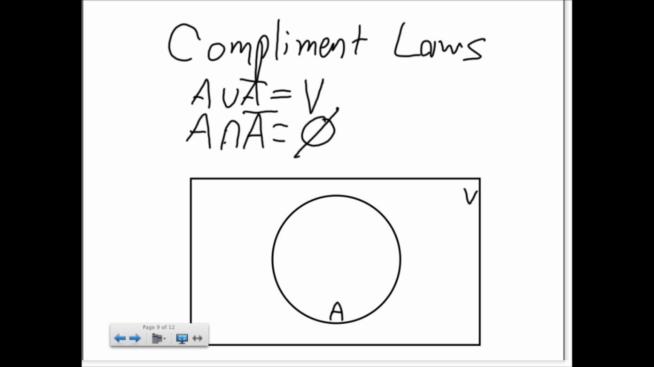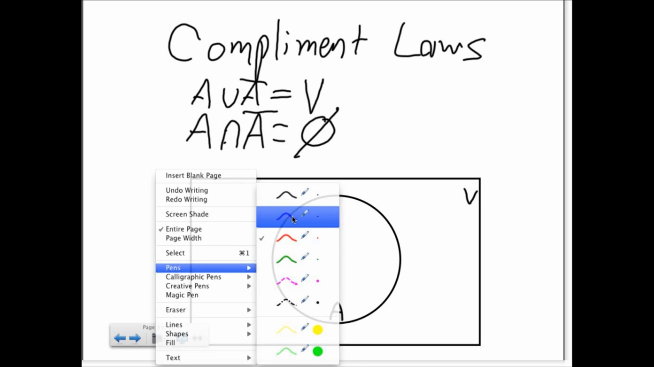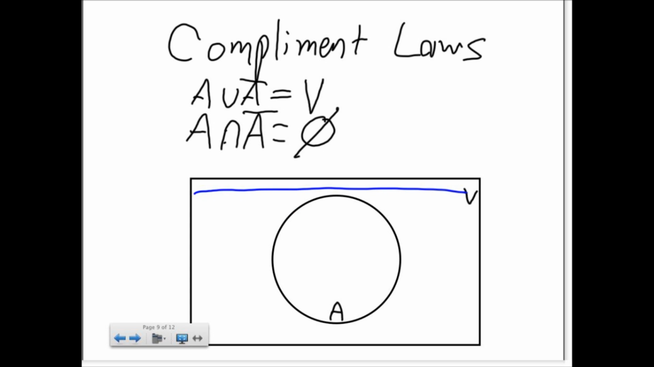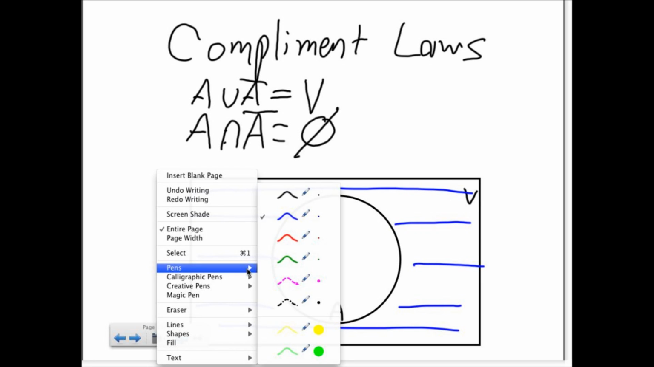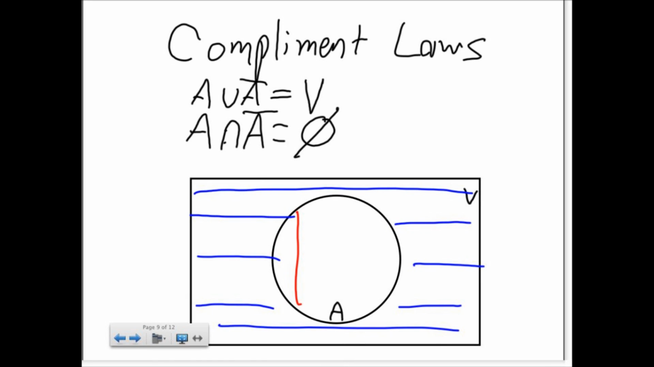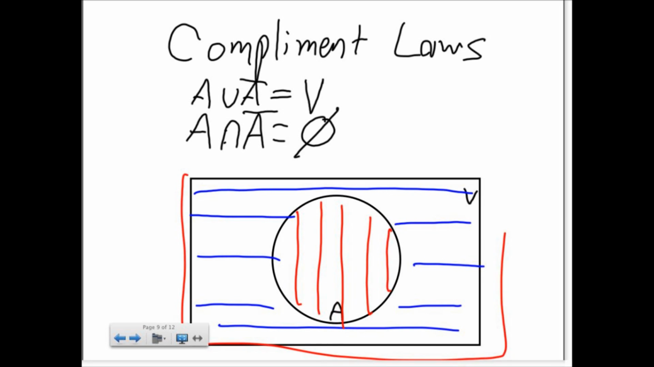Now the last law I'm going to talk about is complement laws, where A union the complement of A is equal to the universe, denoted by U, and A intersection the complement of A is equal to the empty set. Now we can show the complement of A with horizontal blue lines, and we can show A with vertical red lines. As you can see, when we take the union of these, we get the entire universe. And when we take the intersection of these, we get an empty set.